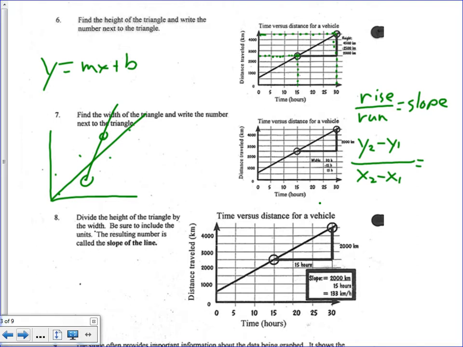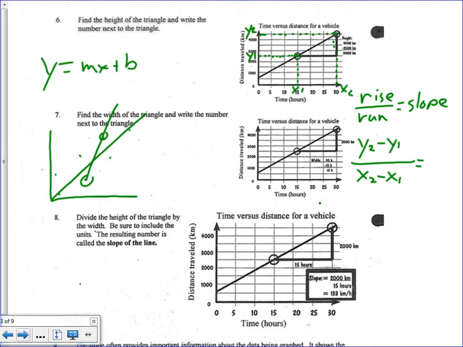All right, so if I was using this graph right here, this point would have y2 and x2. Okay, this point here would have y1 and x1. How do I decide which one's 1 and which one's 2? Yeah, whichever one happens first on the x-axis. Okay, whichever one happens first on the x-axis.